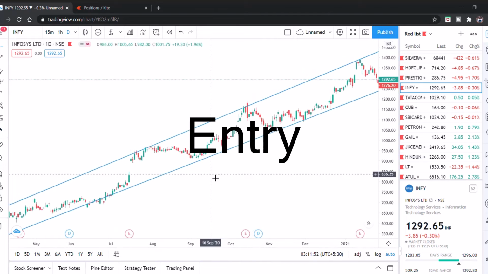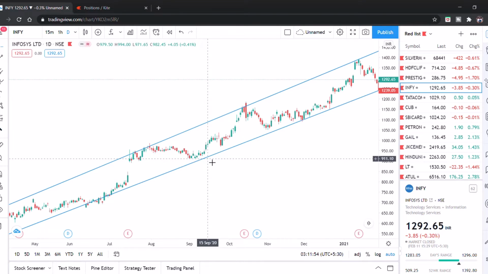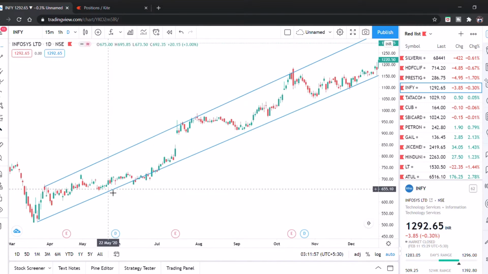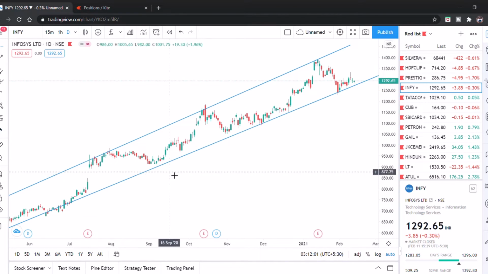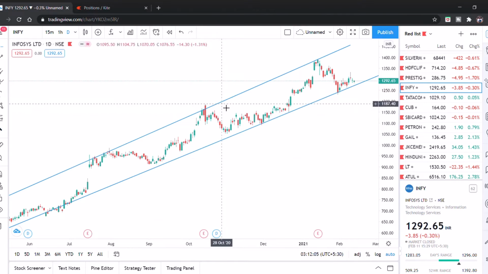So let's start with the entry, the most simple part. When we are trading in a pattern like this, a channel pattern, the entry is quite obvious. Whenever it touches the bottom, you buy it, and then it goes up, and you sell it once it hits the top. Quite simple, right? But here's where many go wrong.